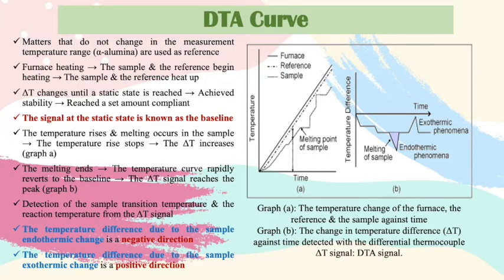From this, we can detect the sample transition temperature and the reaction temperature from the delta T signal or DTA signal. In graph B, the temperature difference due to the sample endothermic change is shown in the negative direction, while the temperature difference due to the sample exothermic change is shown in the positive direction.